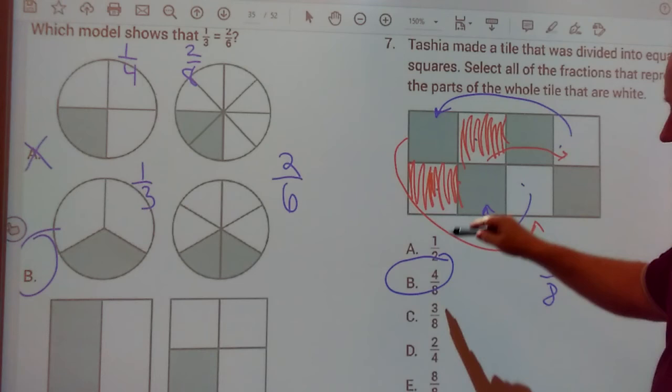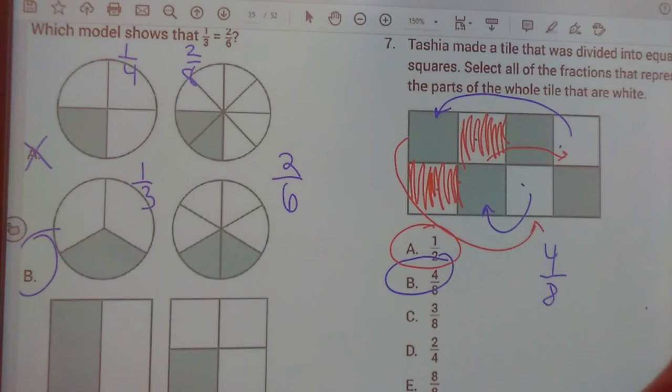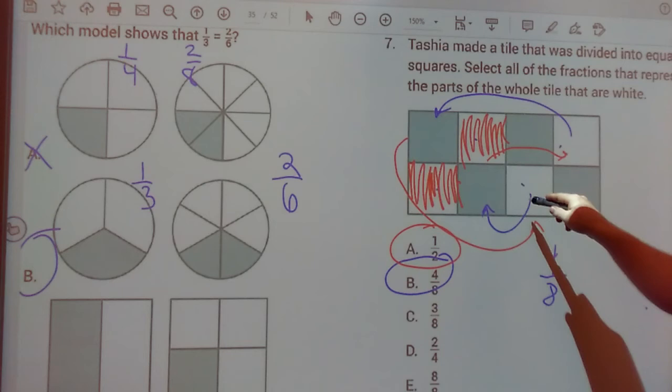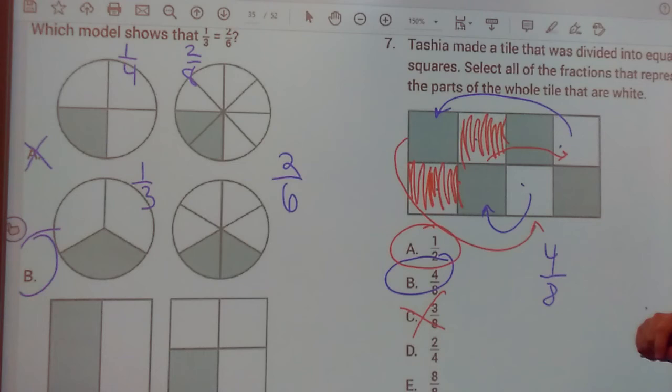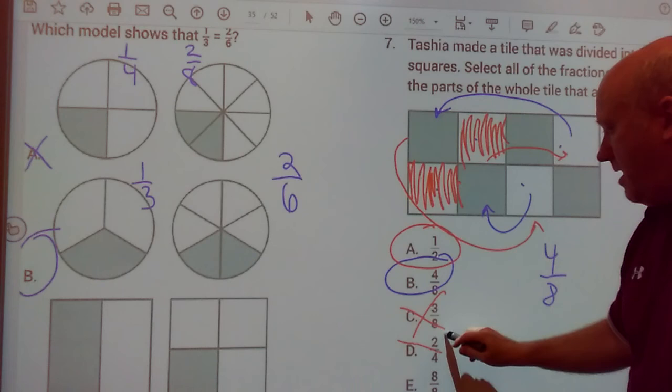What about C? Well, we know it has 8 equal parts, right? But are there 3 white boxes? No. What about D? And we know it can't be E, because in order for it to be E, all the boxes have to be shaded.